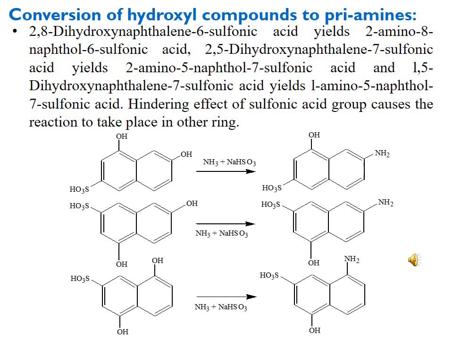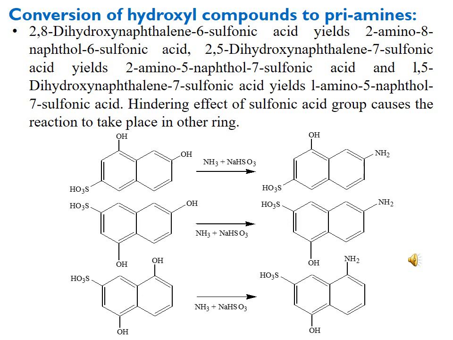The hydroxy group which was present on the same benzene ring in which sulfonic acid was present, there was no reaction on this group. But the other hydroxy group which was present only in one benzene ring underwent the reaction. This explains the effect of sulfonic acid, which is also considered as the hindering effect of the sulfonic acid group, which causes the reaction to take place only on the other ring, not on the ring bearing the sulfonic acid group.